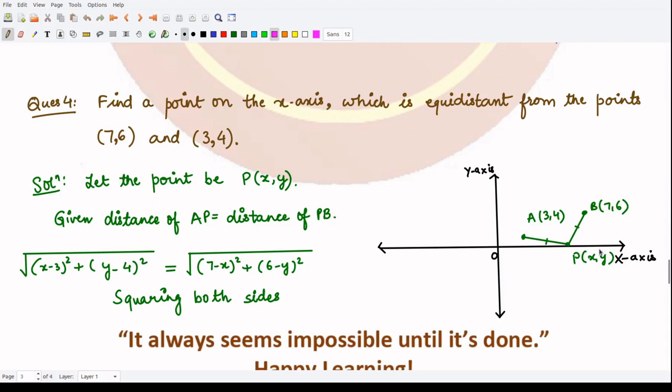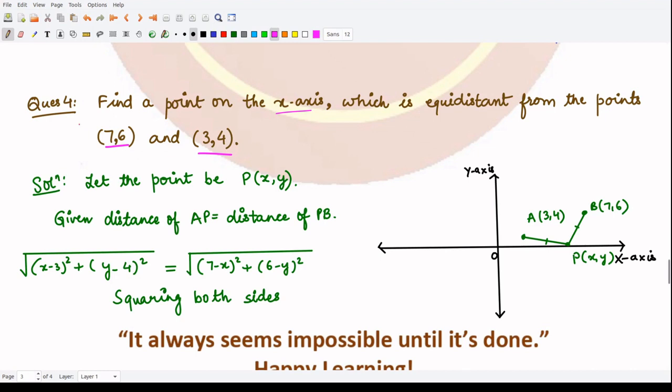In this video, we'll be solving question 4 from exercise 10.1. The question says we need to find a point on the x-axis which is equidistant from the points 7,6 and 3,4. Let's first see how the problem looks when we draw its coordinate plane and the points therein.